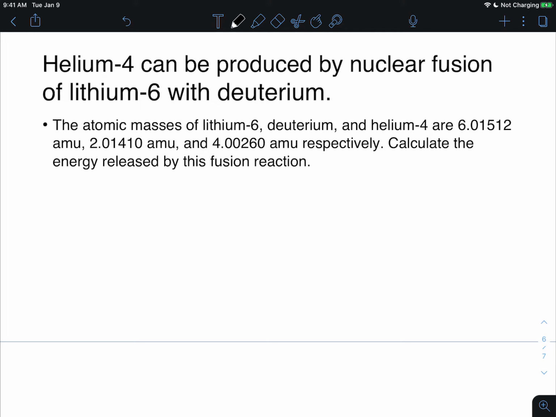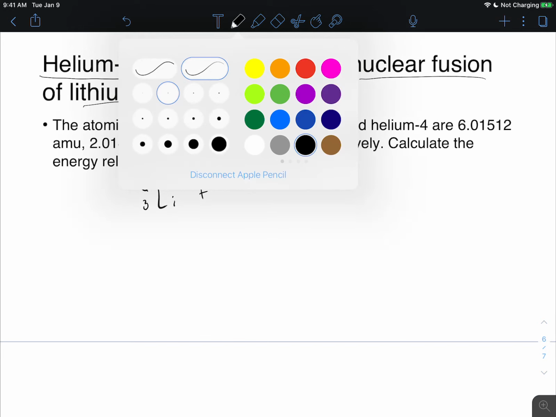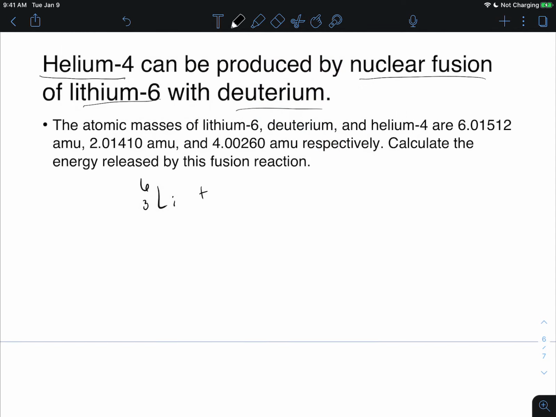Okay, let's try an example. We have helium-4, which can be produced by the nuclear fusion of lithium-6 with deuterium. So let's try this out. We're just going to go ahead and write what we know. So we have lithium-6, and it's reacting with deuterium. Deuterium is hydrogen with an extra neutron, so it's going to have a mass number of 2, and it looks like that. So when those combine, they produce helium.